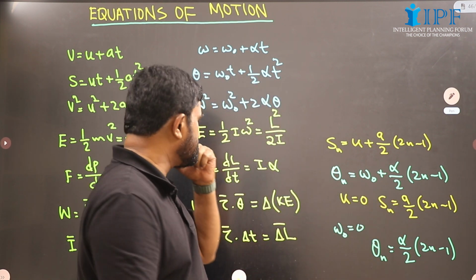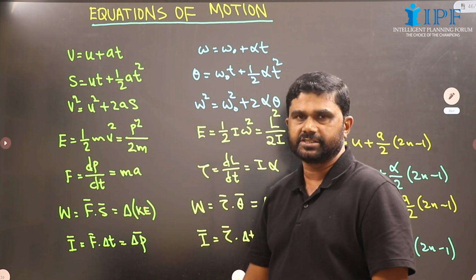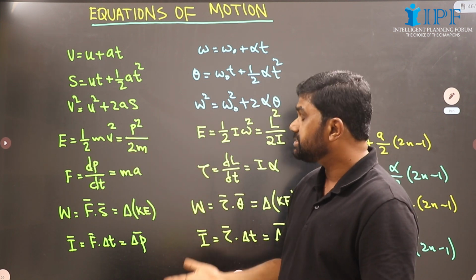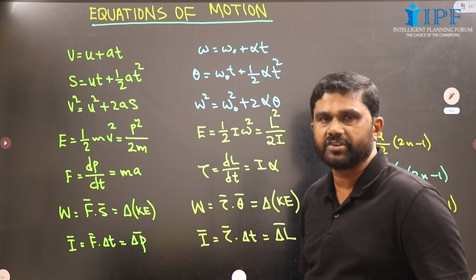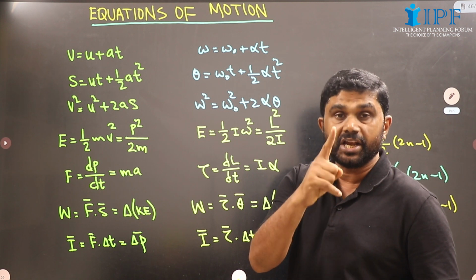Now, next we have energy, that is the kinetic energy, or the translational kinetic energy, which is half mv square, and it is also equal to p square by 2m, where p is the linear momentum.